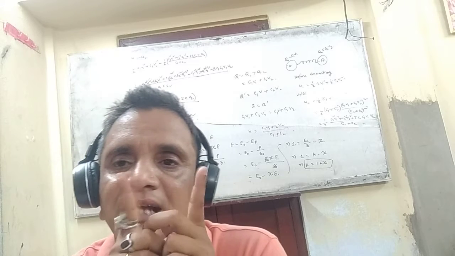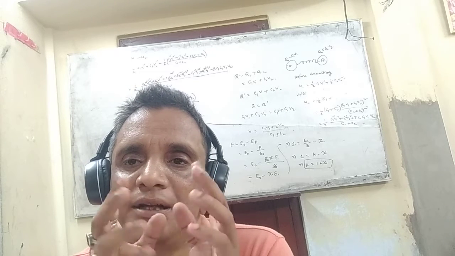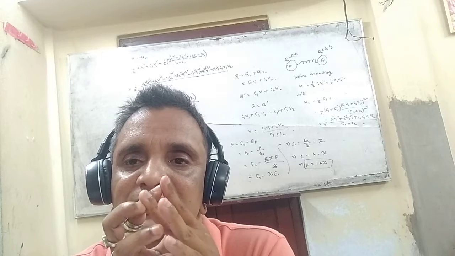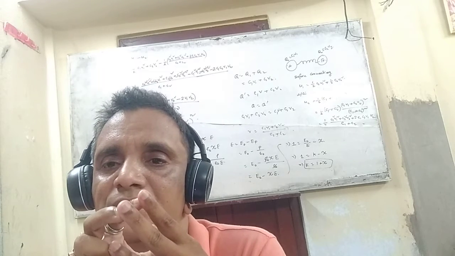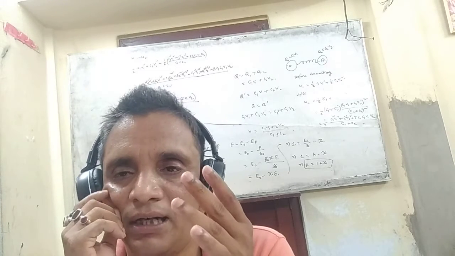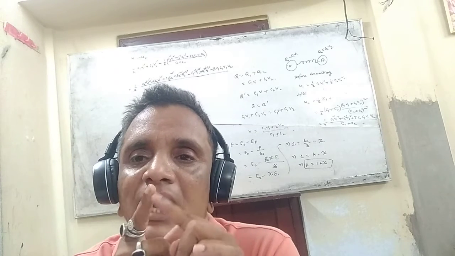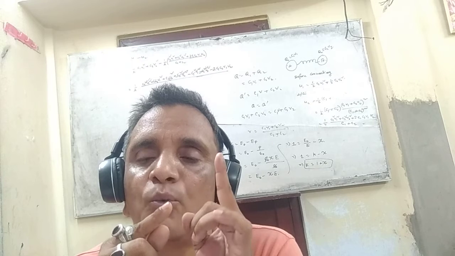Now what are the units of electric current? The SI unit of electric current is ampere. The electrostatic unit of electric current is stat ampere. The electromagnetic unit of electric current is ab ampere. How can you define the SI unit of electric current? If a charge of 1 coulomb flows through a conductor in 1 second, then you can say it is 1 ampere.